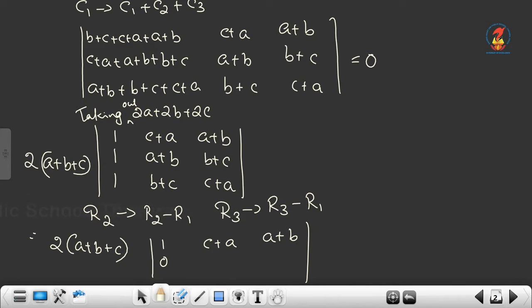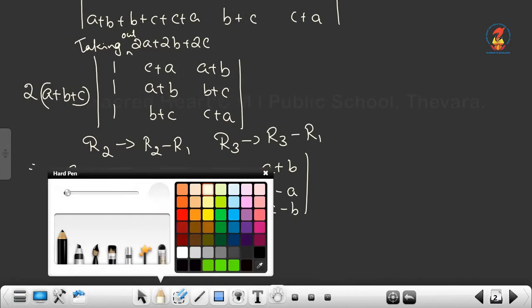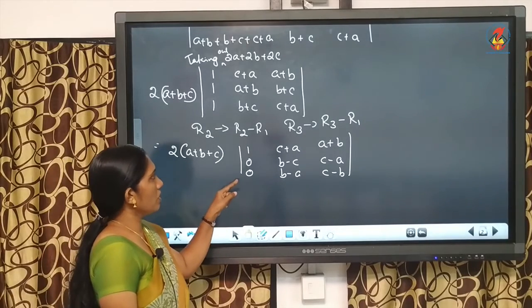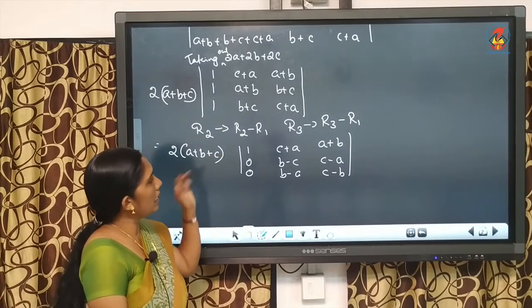A plus B minus C plus A, the A cancels, so B minus C. B plus C minus A plus B, the B cancels, then we get C minus A. Then the last row again 1 minus 1, 0. B plus C minus C plus A becomes B minus A. C plus A minus A plus B becomes C minus B. Now, here look at the first column, only 1 and the remaining elements are 0.